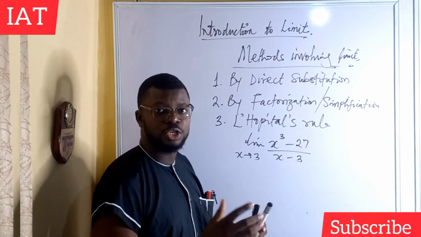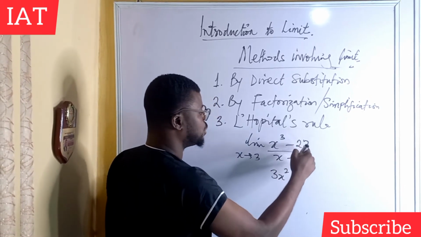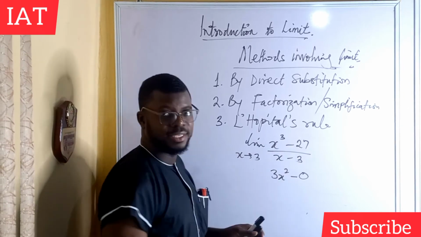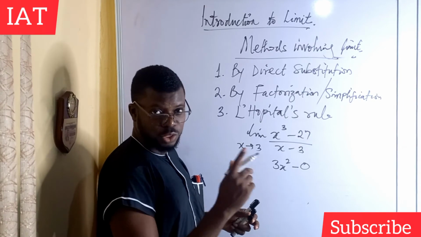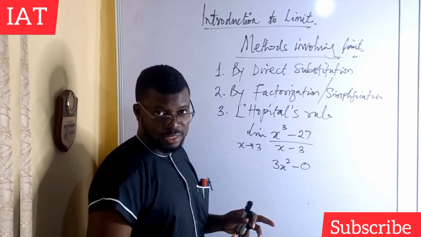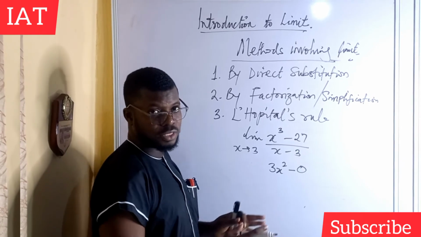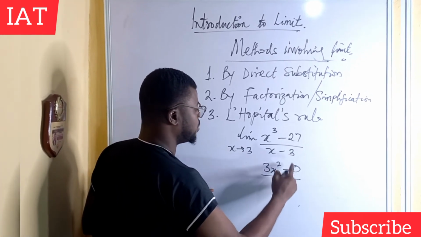The differentiation of x cubed is 3x squared, minus the differentiation of 27, which is 0. Why is it 0? Because 27 is a constant. Even if it is 3, it's a constant, so it is 0. Even if it's 1, 200, 500, any number at all, the differentiation of a constant is 0. All over, the differentiation of x is 1, minus 0.